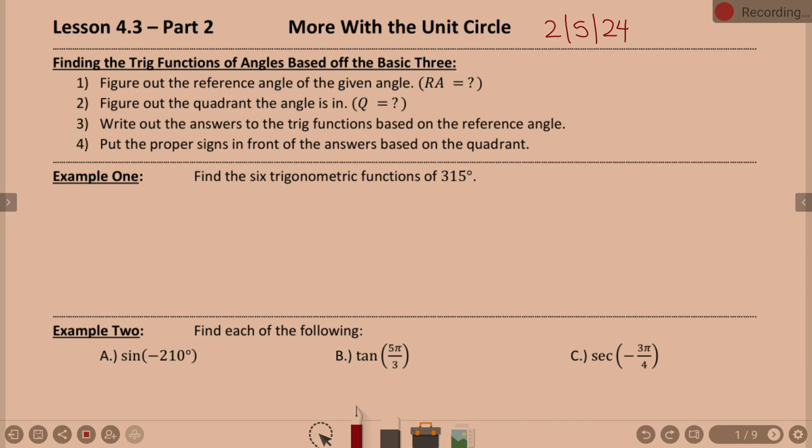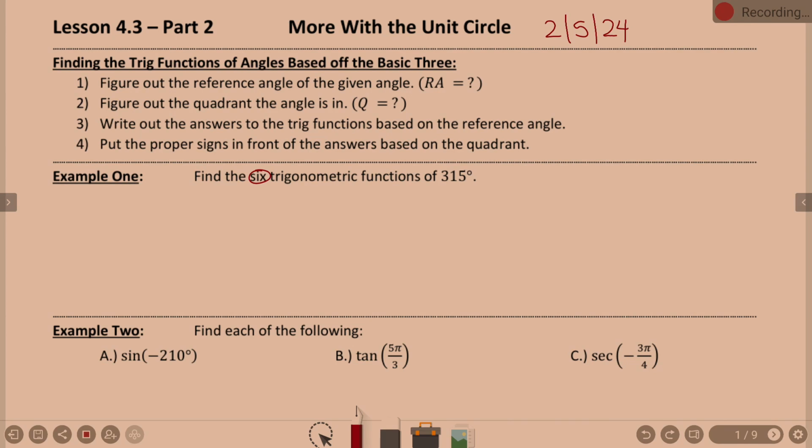Okay, so let's try this example 1. Now in this example 1, they ask us to find all 6. As we get going, you'll usually just be asked to find one of them. Okay, so we want the 6 trig functions of 315 degrees. So in other words, I want to know the sine of 315, the cosine of 315, the tangent of 315, and their reciprocals. Let's start by finding the reference angle.